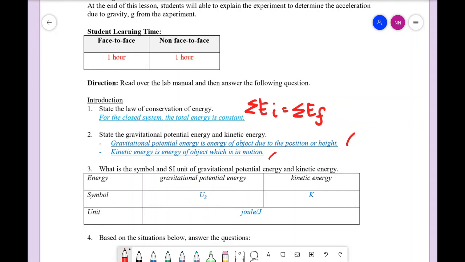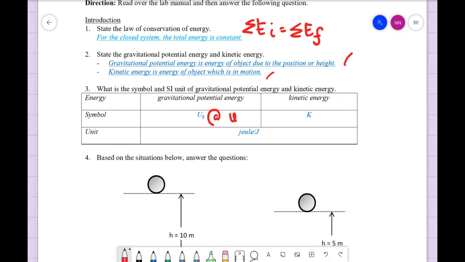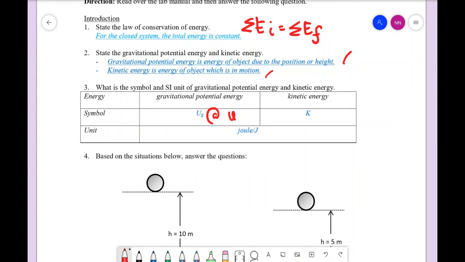Number 3, what is the symbol and SI unit of gravitational potential energy and kinetic energy? Okay, gravitational potential energy symbol is UG, or you may write it as U. And the symbol for kinetic energy is K, and their unit is joule. Okay, joule.